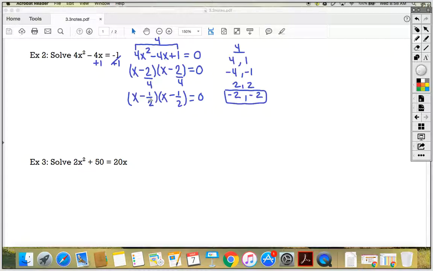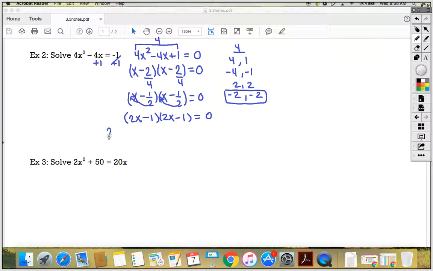After I reduce, if I still have a fraction rather than a whole number, I'm going to put the denominator in front of x. So it'll become 2x minus 1. Same thing here, 2x minus 1. It's completely factored and we are ready to solve.